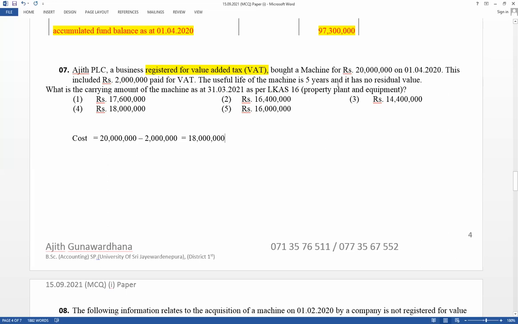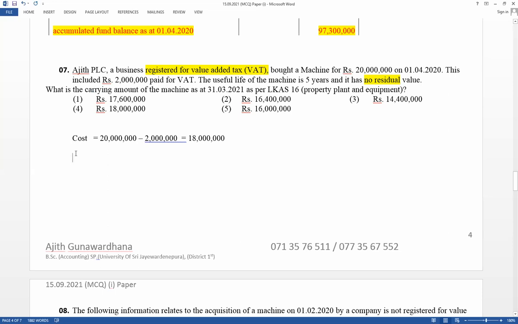Given lifetime 5 years, it has no residual value. If there is no residual value, depreciable amount equals cost value. Very, very important: if there is no residual value, cost value equals depreciable amount. Here there is no residual value, therefore the cost value of 80 million should be considered as the depreciable amount. But what we need are the carrying amounts at the end of the accounting period.